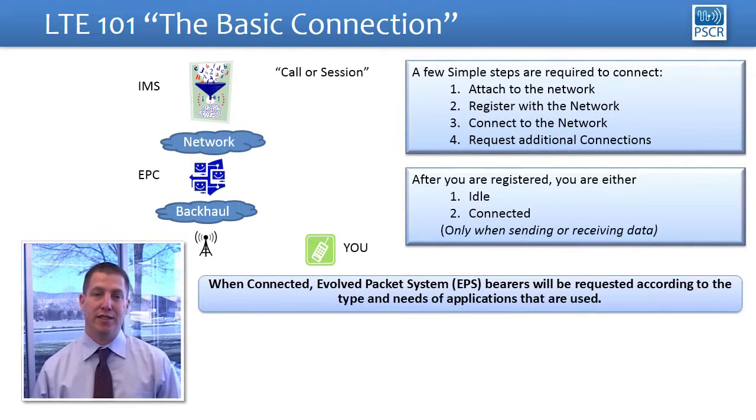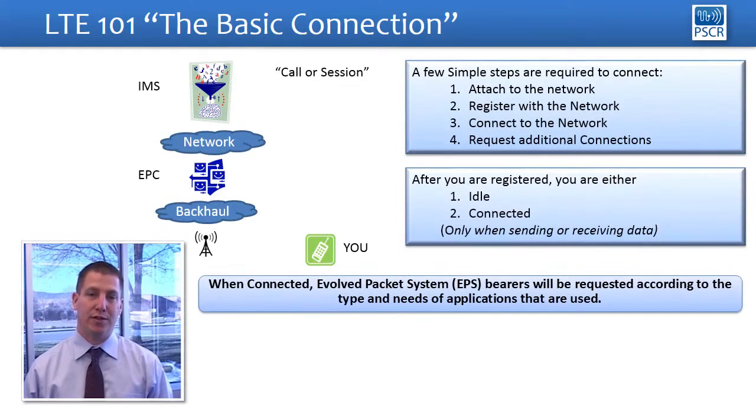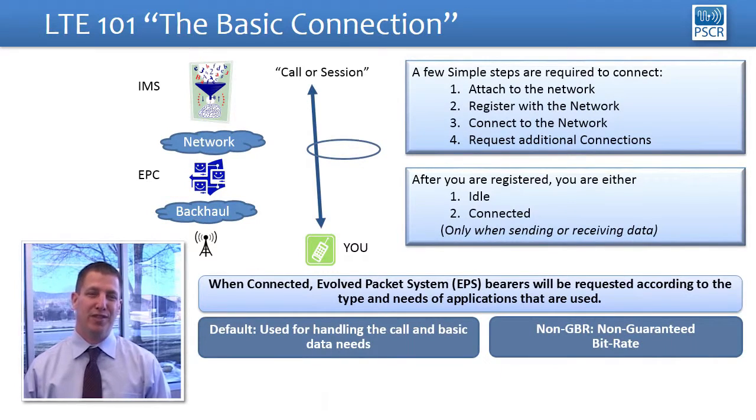Now, when your device connects to the network, it's going to establish something called a default bearer. A bearer is like a data pipe, and it's used for signaling. In other words, it's used to talk to the network to tell the network where you're at, what your conditions are, so that the network can serve you better. It's also used for basic data connections like email, texting, messaging, so just as needed data service.